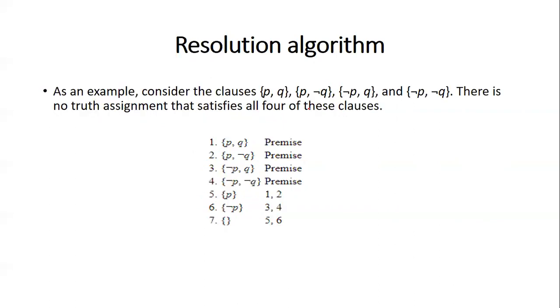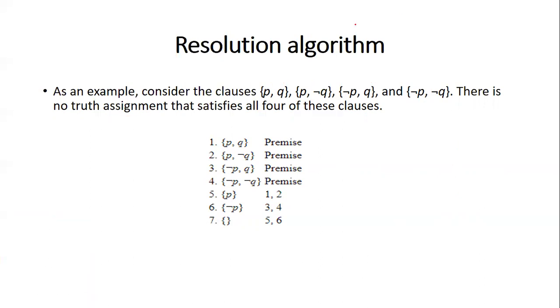Similarly, here is another example. Say these are our clauses: P Q, P not Q, not P Q, and not P not Q. We have to prove that there is no truth assignment that satisfies all four of these clauses. Whatever value you apply for P and Q, when you draw a truth table, finally you should get 1 for all of P Q, P not Q, not P Q, not P not Q. That is not possible. That's what it says.